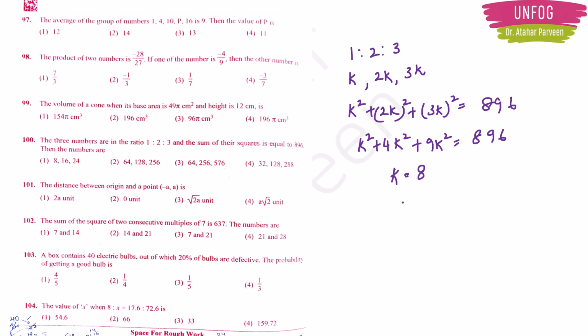But then what will be the second number? It will be 2k, right? So 16. What will be the third number? 3k, right? So it will be 24. So if you see the options, 8, 16, 24. Option 1 will be the correct answer here.